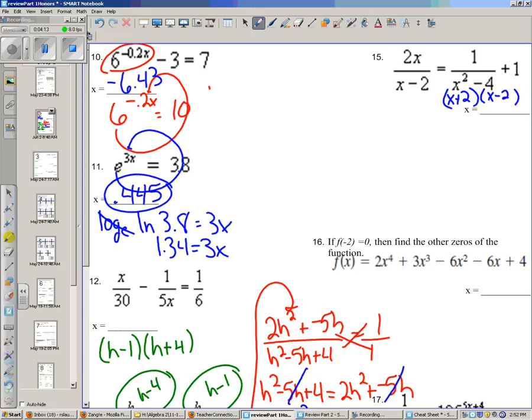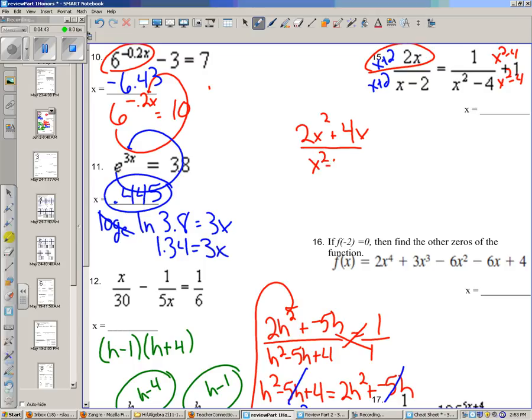So what I'm going to do is build up the left one by multiplying by x plus 2 on the top and the bottom. My middle fraction, or I'm sorry, the 1 over x squared minus 4 is good. So instead, what I'm going to do to the 1 is just multiply by x squared minus 4 on the top and on the bottom. So on the left side, when I multiply x plus 2 times 2x, I get 2x squared plus 4x over my denominator. My 1 over x squared minus 4 is okay. And when I take the 1 times x squared minus 4 over x squared minus 4, that's what I get.